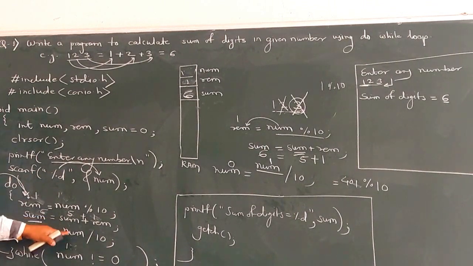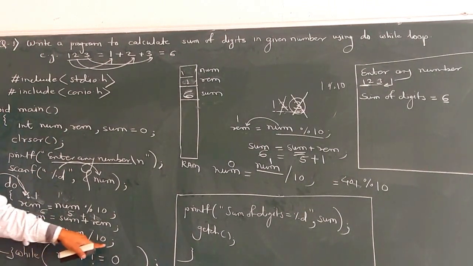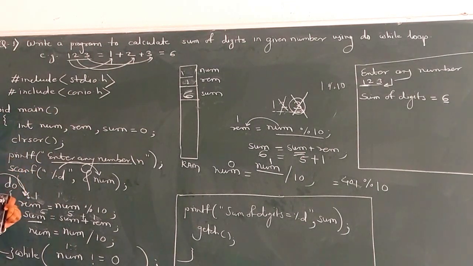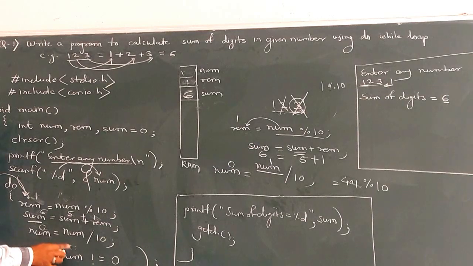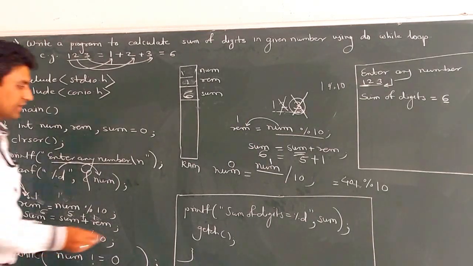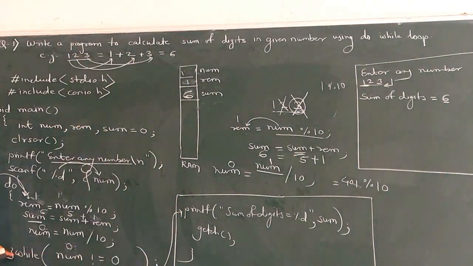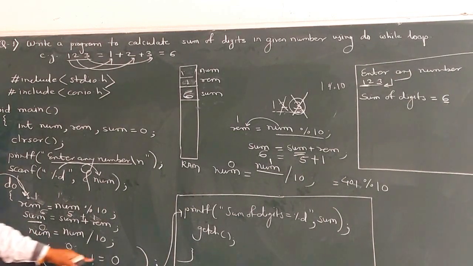Next step, num: 1 divided by 10. The current value of num is 1. 1 divided by 10 gives you 0. So num becomes 0. And now the conditional part: 0 not equal to 0. Condition false. After that, printf. The next statement is printf. Now the loop does not continue. The loop is terminated because the condition is false, and the cursor goes to the next line.